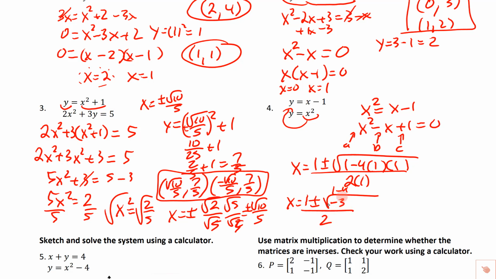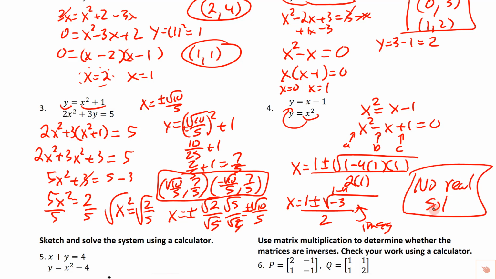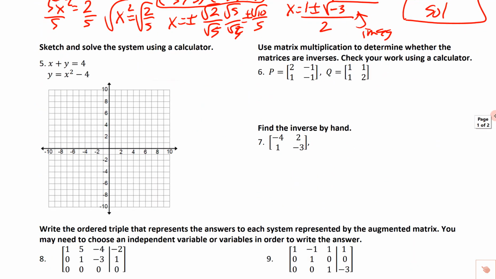So the fact that we've got a negative underneath here, this is going to be an imaginary answer. So there's going to be no real solution. There's not going to be a point on the xy plane where these cross. And if you wanted to say no solution or no real solution, that'd be totally okay. Either way's fine. Okay, let's take a look at this next group of problems.